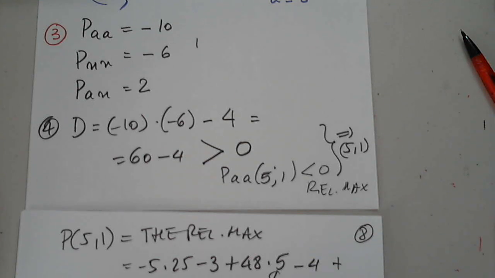Okay? That's a saddle point. There is no max and no min. Why? Because there are higher values than it, and there are lower values than it. So this is no point of interest in the sense of max min.